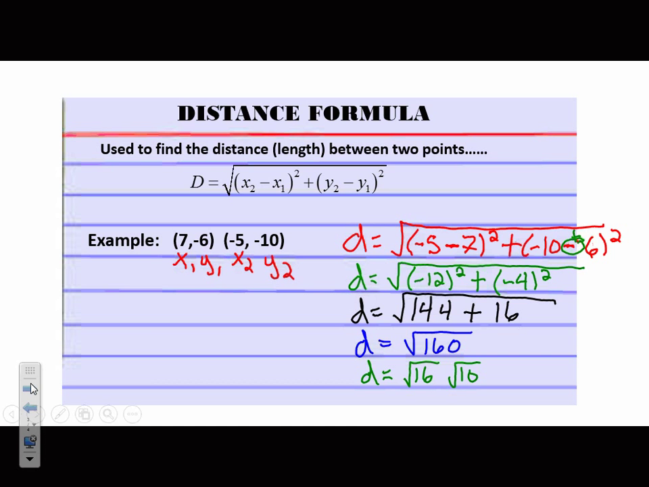So my distance equals 4 square roots of 10, which is approximately, ladies and gentlemen, when you just take the square root of it, 12.65. So I gave you both the radical answer and the decimal answer. All right, moving on to our last one, ladies and gentlemen.